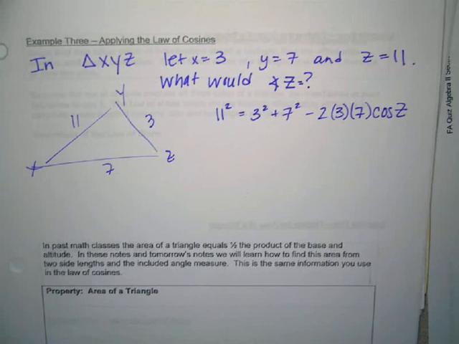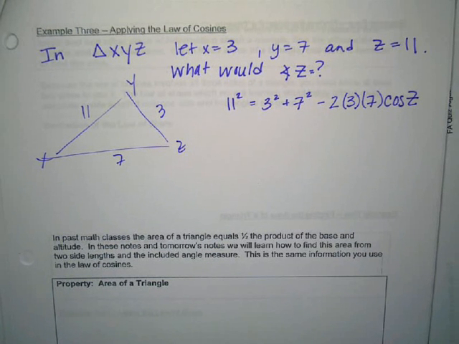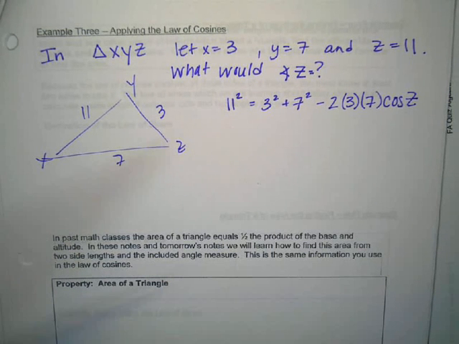Alright, your setup should look like that. I mean, your triangle might look a little different, but the setup of the law of cosines should be that.